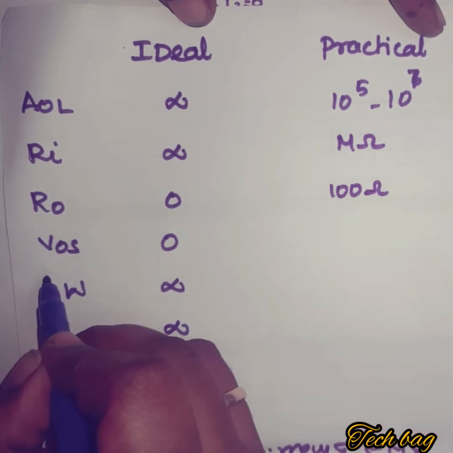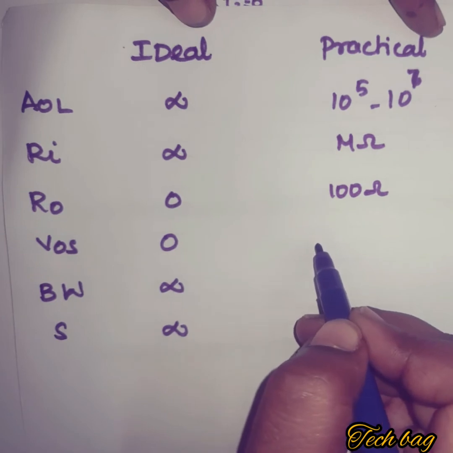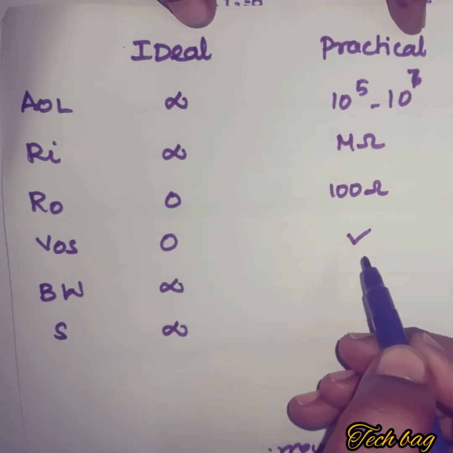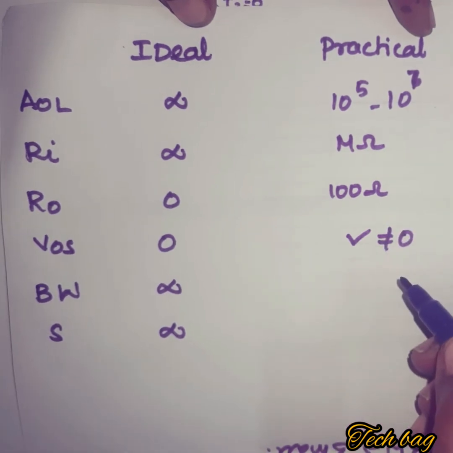And offset voltage, here it is 0, but there is some offset voltage in the practical operational amplifier. Here it is not equal to 0. Even if the input voltage is 0, it has some output voltage.